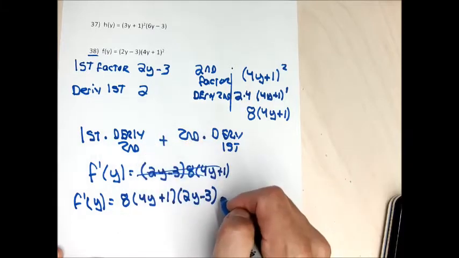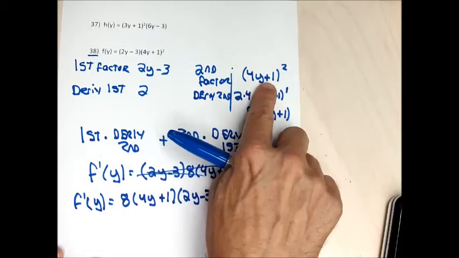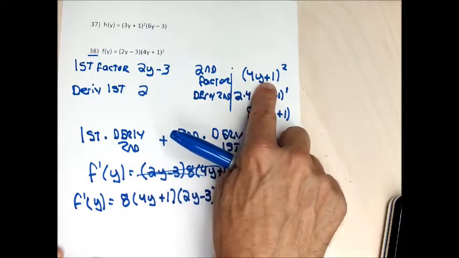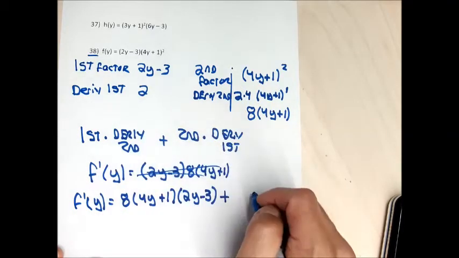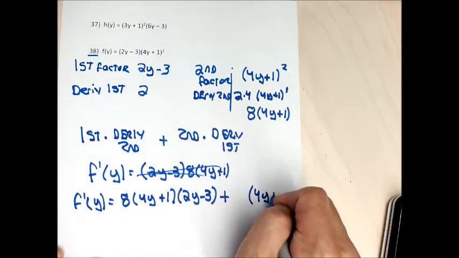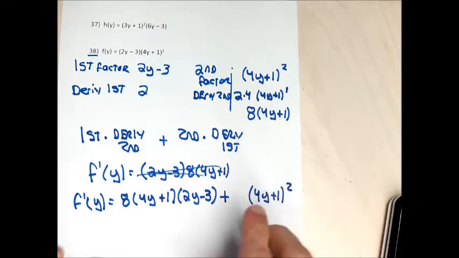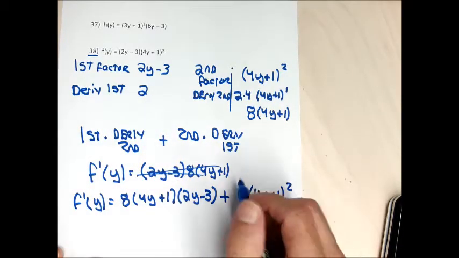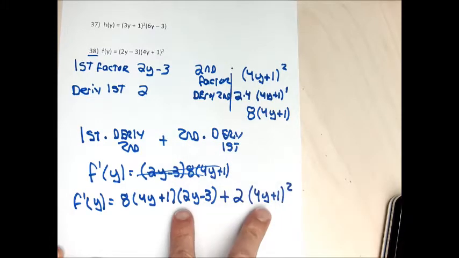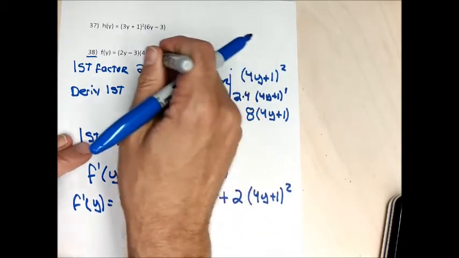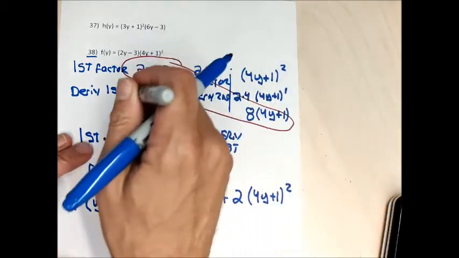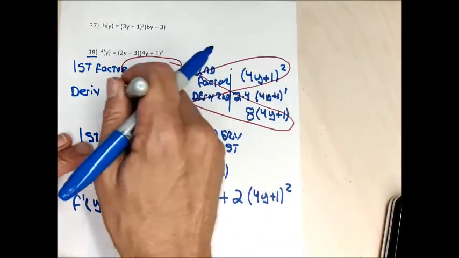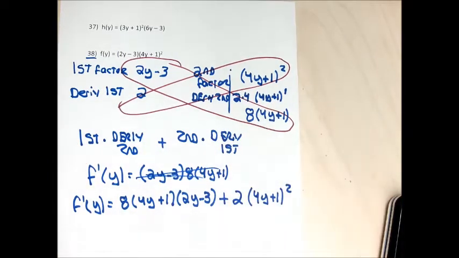Now I'm going to bring down my plus sign, and then the second factor is 4y plus 1 squared, and then the derivative of the first. So second factor is 4y plus 1 squared, and then times the derivative of the first. Instead of writing it after the parentheses, I'm going to write it before the parentheses. So I wrote both of these backwards, but all I'm doing is multiplying these and multiplying these, putting them on opposite sides of a plus sign, and you can write whichever one first that you want.